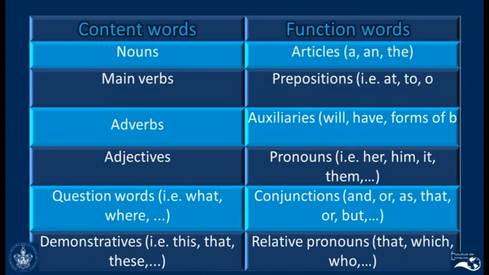This table shows the content and function words. Content words are nouns, main verbs, adverbs and adjectives, question words such as what, where, why and how, and demonstratives such as this, that and these. And the function words include the articles, the prepositions, auxiliary verbs, pronouns, conjunctions, and relative pronouns.